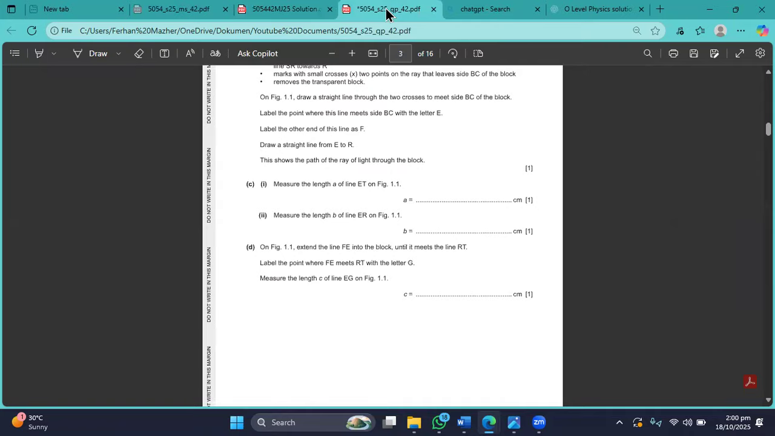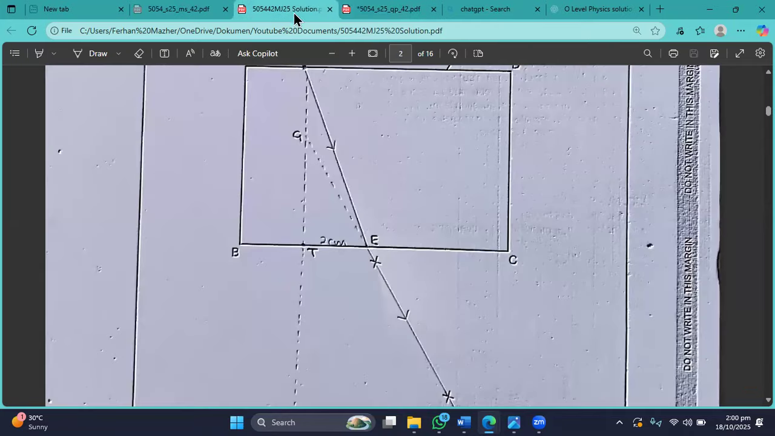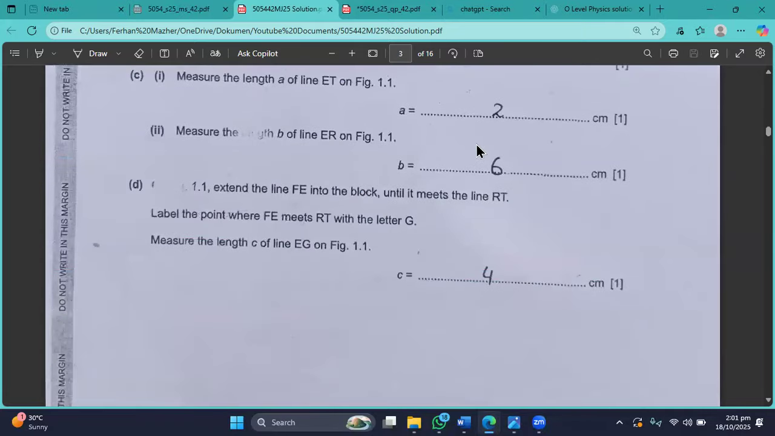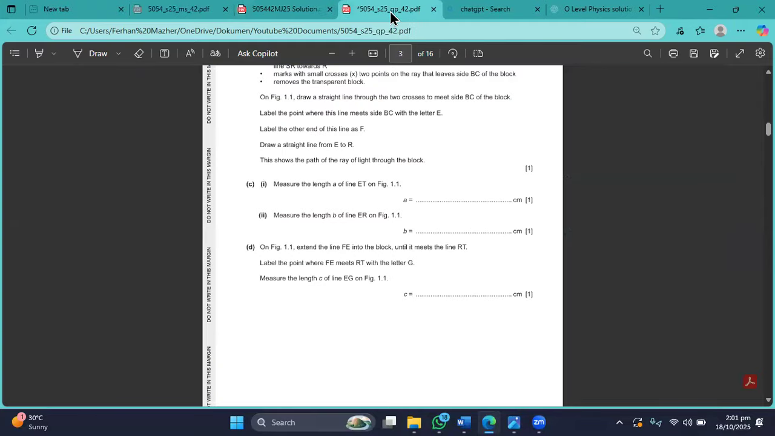Then he asked us to measure what? He asked us to measure the line EG. He wants me to measure this side, EG. With the help of the scale, measure how much this EG is. I have measured it already, and he named it C, and that is equal to 4 centimeters.